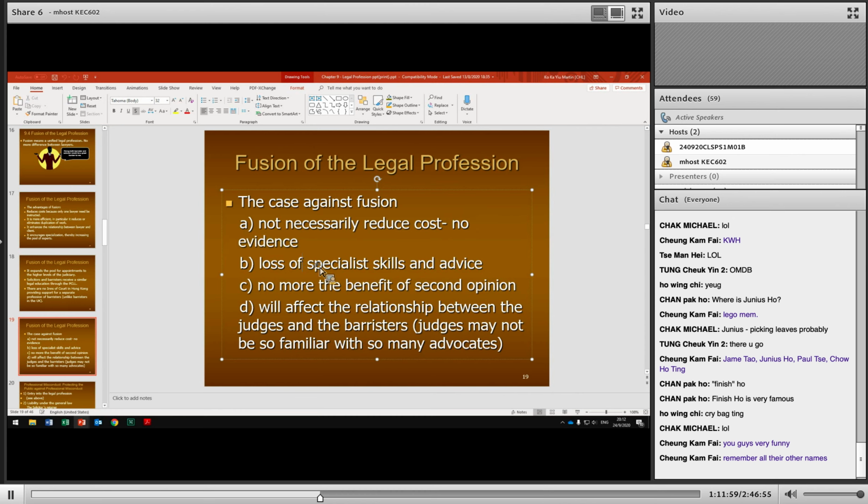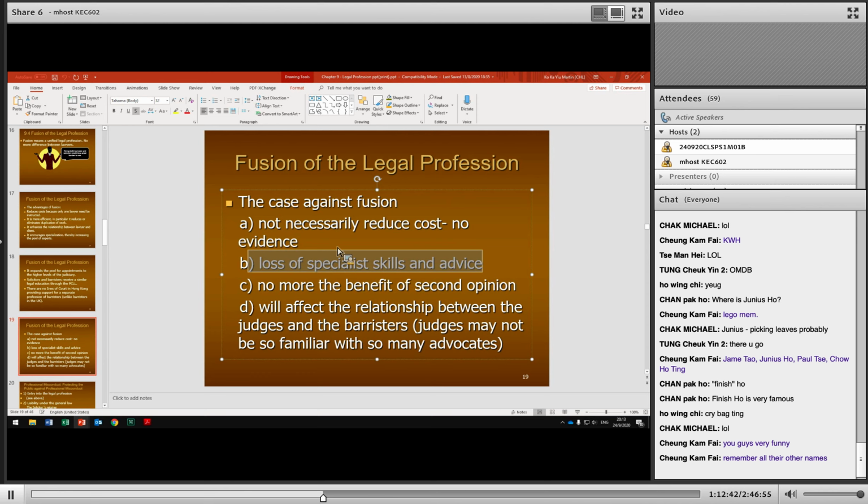And also, there will be loss of specialist skill and advice. Because if we have merger, we have fusion, all the lawyers have to work in just one law firm. But nowadays, a barrister can serve so many law firms. Right? For example, if a barrister is a specialist in shipping law, he can serve all the law firms in Hong Kong. Any law firm can use his service. But if we have fusion, a lawyer who is a specialist in shipping law can only work for one law firm. Okay? He cannot work for other law firms.